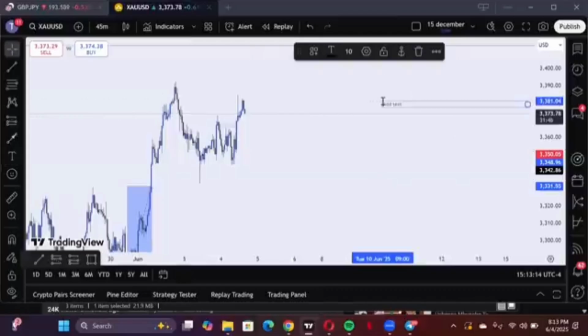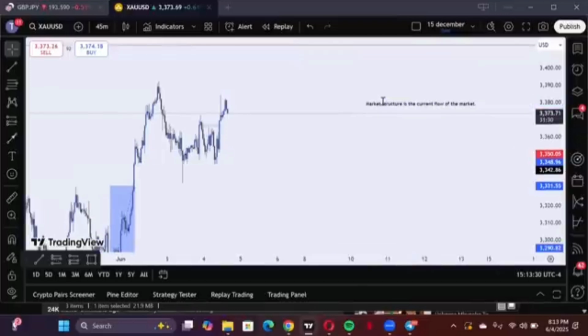So now, first of all, we are going to talk about market structure and what market structure is. Market structure is basically the current movement of the market or the current flow of the market. That is what market structure is all about: the current movement of the market, the pattern that market uses to approach one point or the other.